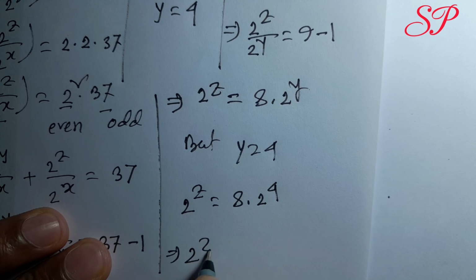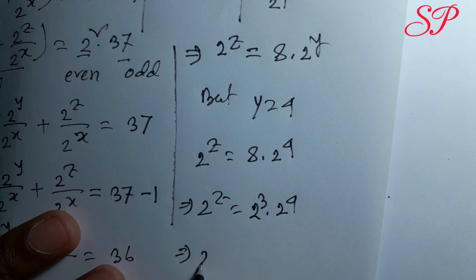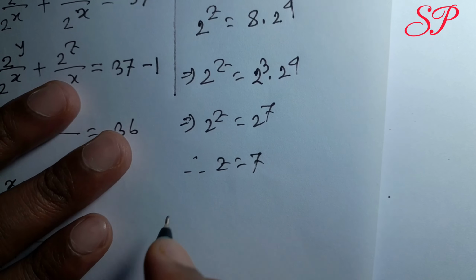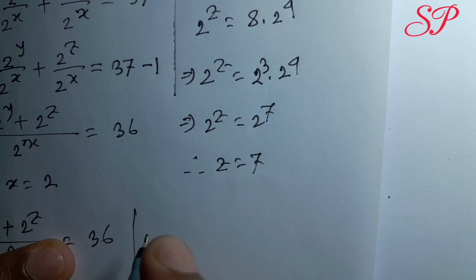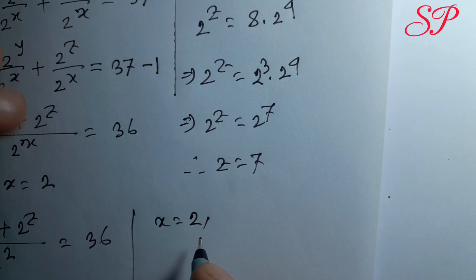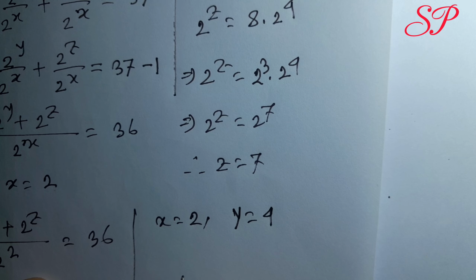Now we can write 2^z is 2 cube and 2^4, and 2^z is equal to 2^7. So z is equal to 7. So the final value of x is equal to 2, y is equal to 4, and z is equal to 7.